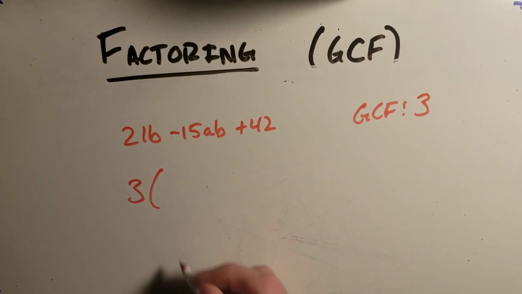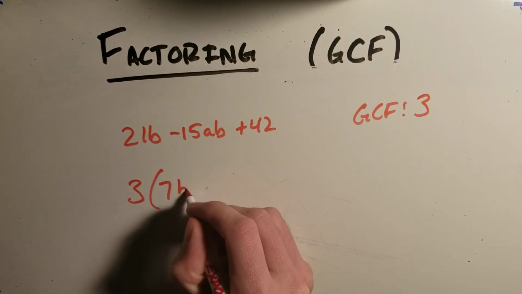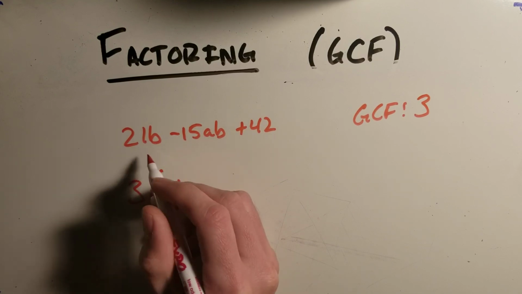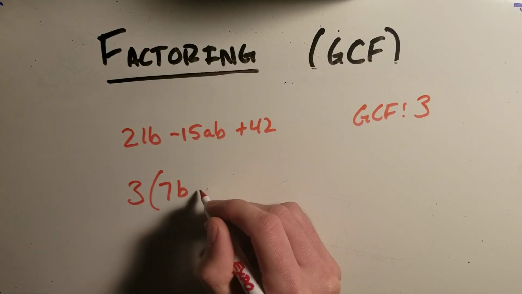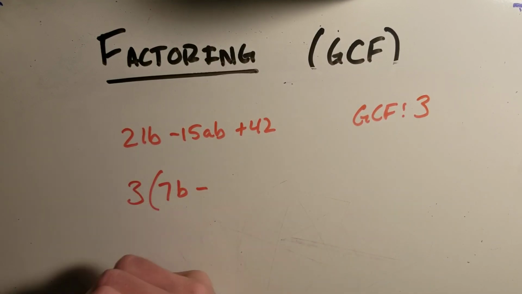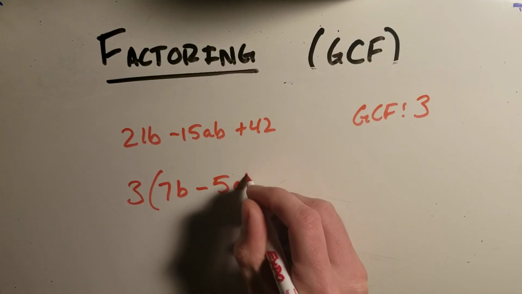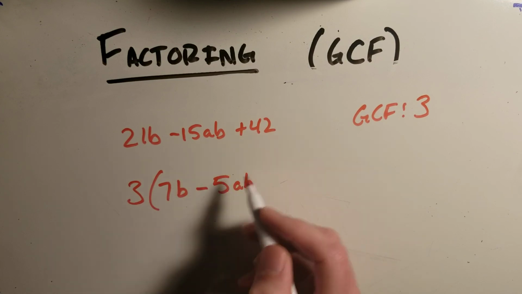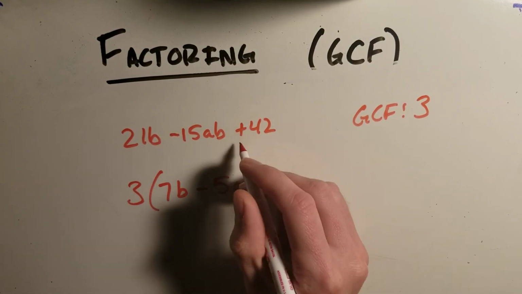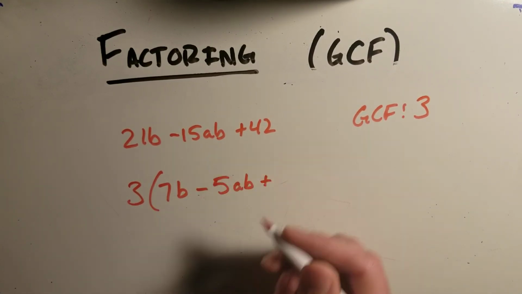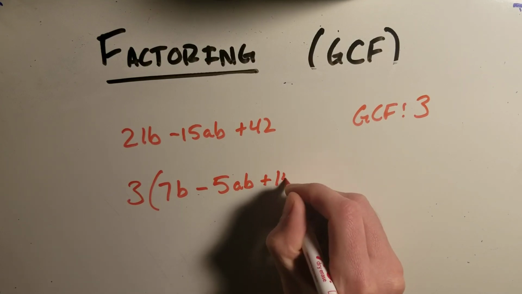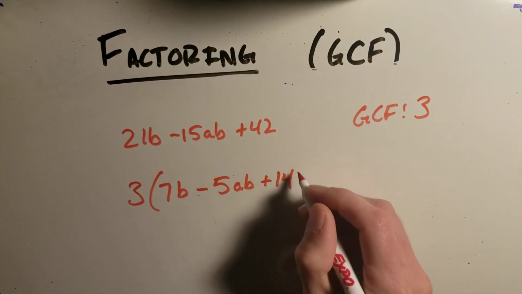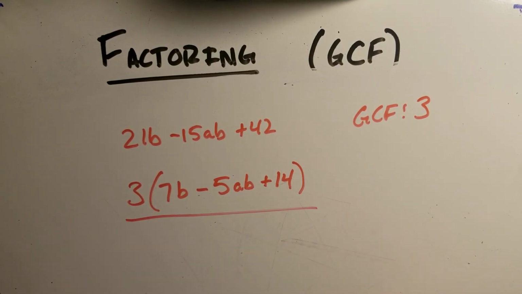So you factor out a 3. You would have to do 7b, because 3 times 7b would be 21b. Then you would have minus, we factored out a 3, so it would be 5ab. 3 times 5ab would give you negative 15ab there, minus 5. And then you have the plus 42, but you factored out a 3, so you should end up with 14. And here you go, now we're completely factored. Alright, and we're all done.